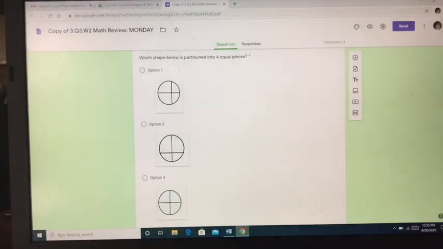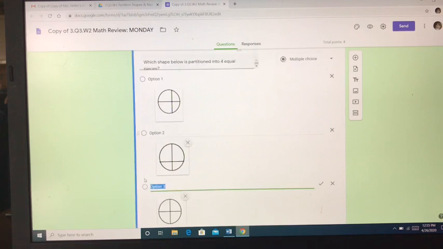So let's look. Our first option, if you notice, this piece here and this piece here are smaller than these two over here. All right, let's look at option number 2. These two on the top are much bigger than these on the bottom. The last one, number 3, these are partitioned or divided into 4 equal pieces. So option number 3 has to be the correct one.